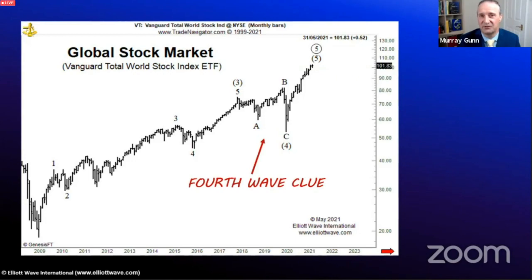So one of the clues that we really like about this chart is the fact that this pattern here is what we call an expanded flat in terms of the Elliott wave principle. And coming at this point in the cycle, it would tell us that it's very probably a fourth wave. And so that really gives us a lot of confidence that this move from the low in 2020 is a fifth wave higher in the global stock market. So when it's complete, and we think it's reaching completion right now, it should result in a very significant fall in this global stock market.